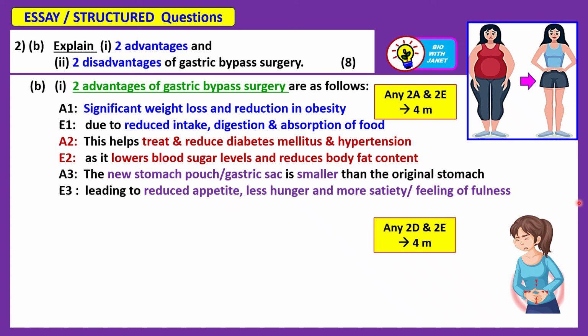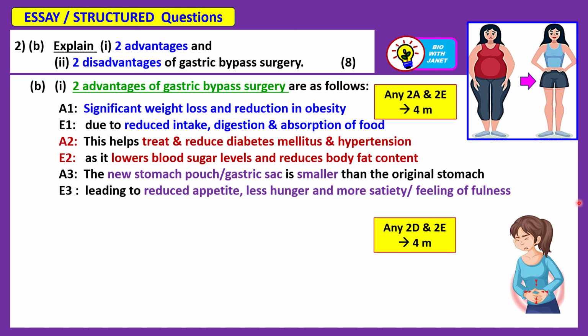Okay, the surgery will help to lower blood sugar levels and reduces fat content, body fat content, due to smaller or less intake of food. Okay, so less carbohydrates are eaten and less fat is eaten. So this will lower the blood sugar levels, especially the less intake of carbohydrates, right? Now, A3, the new stomach pouch or gastric sac is smaller than the original stomach. E3, leading to reduced appetite, less hunger, and more satiety or more of the feeling of fullness, just after taking a small amount of food.